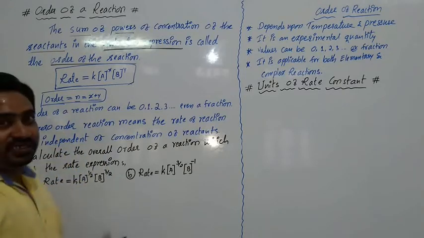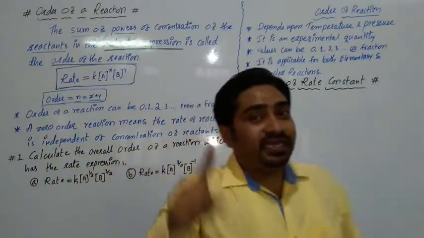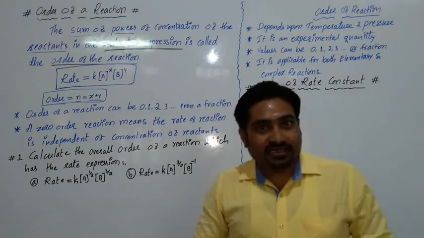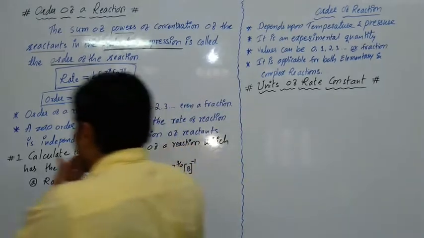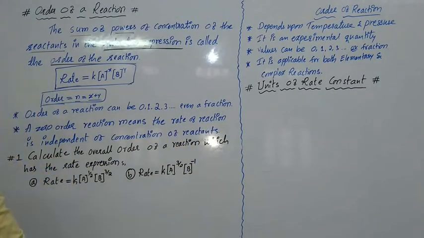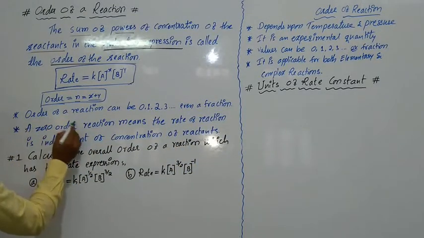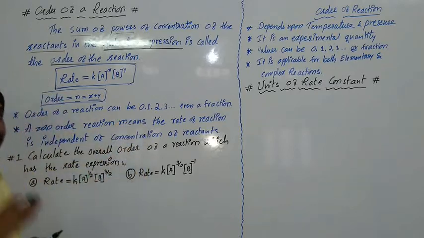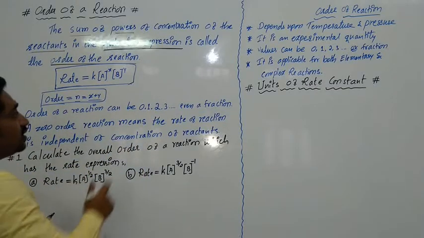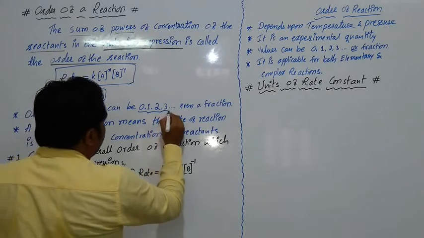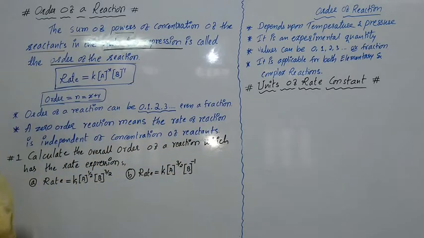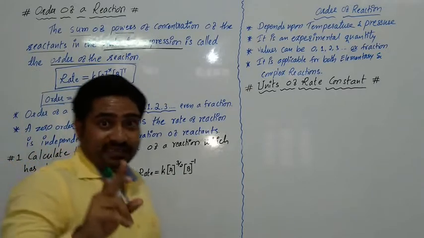So how to define this? It is the sum of powers of the concentration of reactants expressed in rate law expression. Okay, see here, what are the possible values of order of reaction? The order of reaction can be 0, it can be 1, it can be 2, it can be 3, or it can be more than 3. So please remember, it's important.